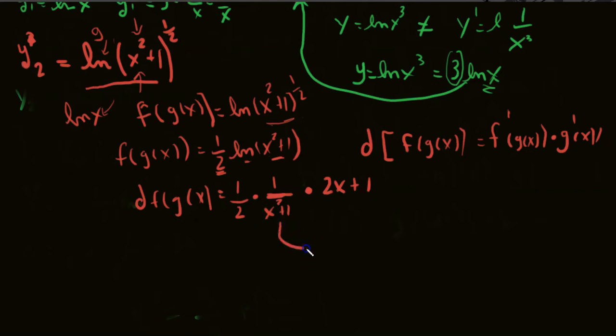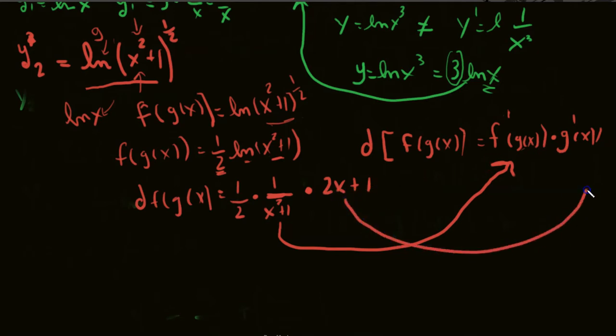This term here corresponds to this whole thing here. We have the f prime, which is the ln, and whatever's inside, we leave it alone. So 1 over x squared plus 1, and this component here is this g prime of x. I hope you understand. It's kind of hard to explain, but we could just know how to do this.